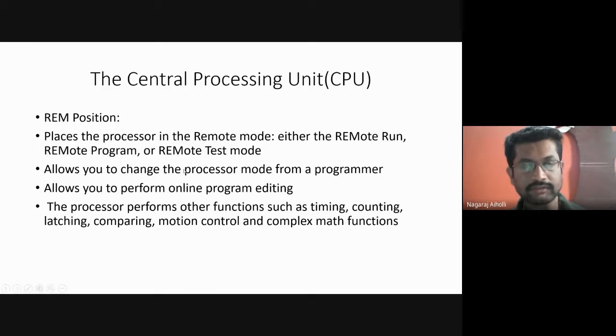The other functions of the processor or the CPU are to perform timing operations, counting, latching, that is storing the data, comparing one data with another data, motion control operations, and complex mathematical operations. These are the other functions performed by the processor.